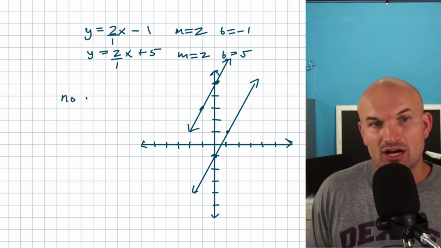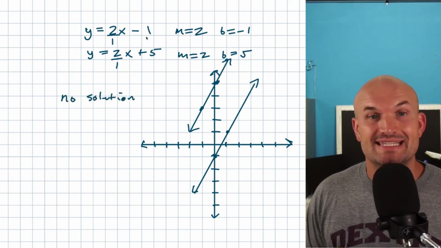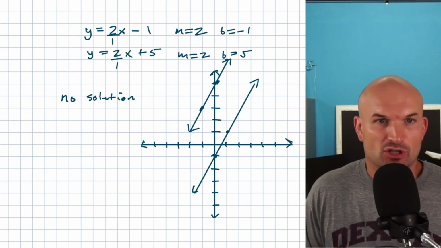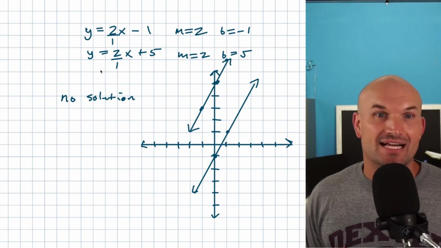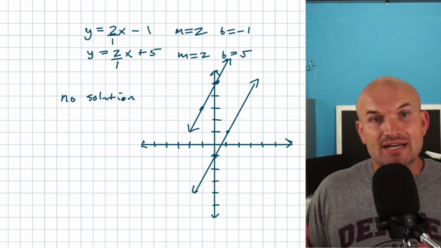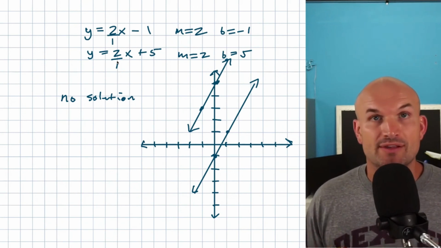Therefore, this is an example of no solution, meaning there are no coordinate points that are going to satisfy both of these equations. It's just never going to happen. And that makes sense. What number could you multiply by 2 and subtract 1, which would be exactly the same as multiplying by 2 and adding 5? It's just not going to happen. So always look out for when you have the same slope but different y-intercept. That is going to create a situation where there is no solution.